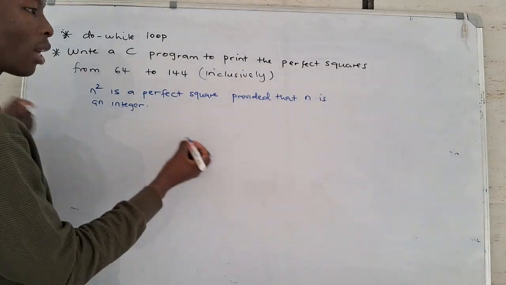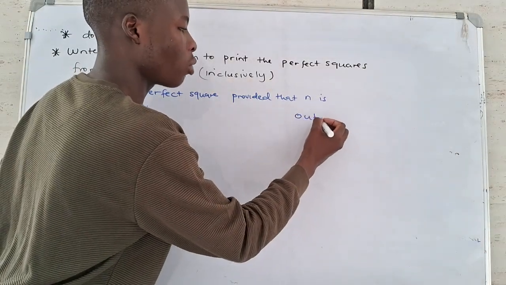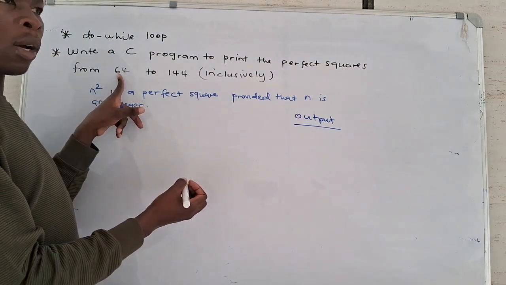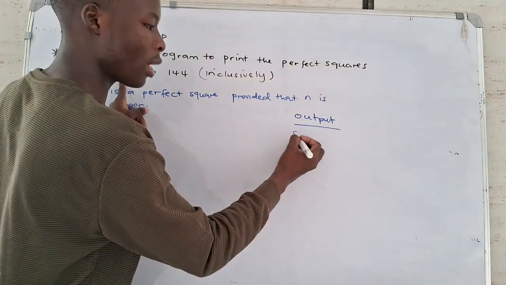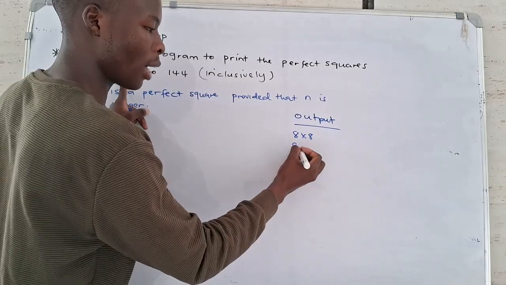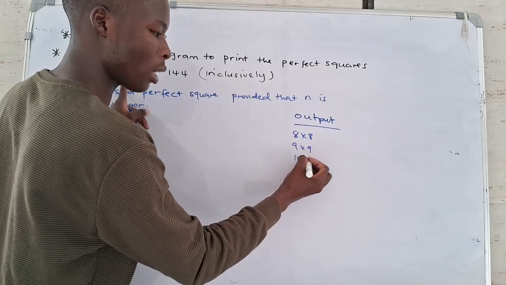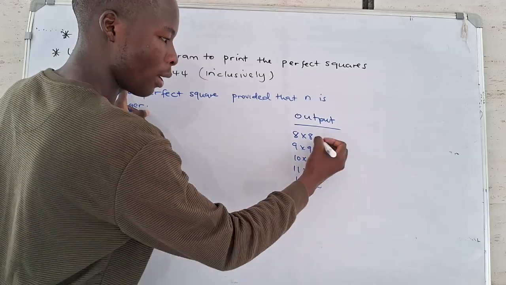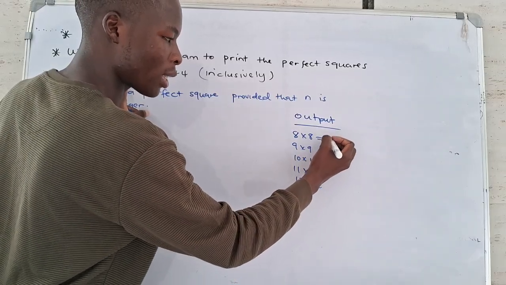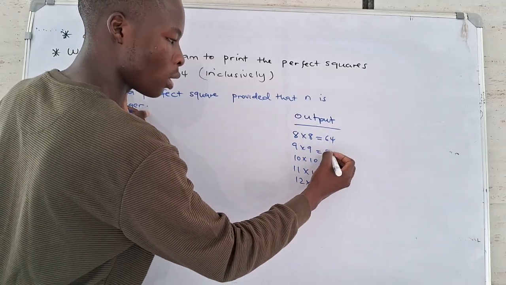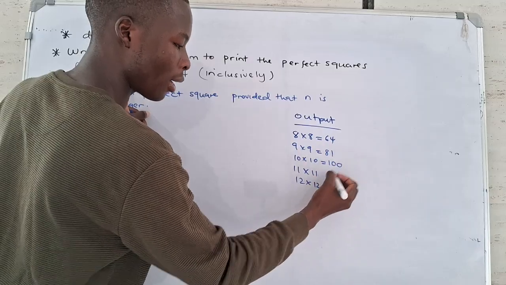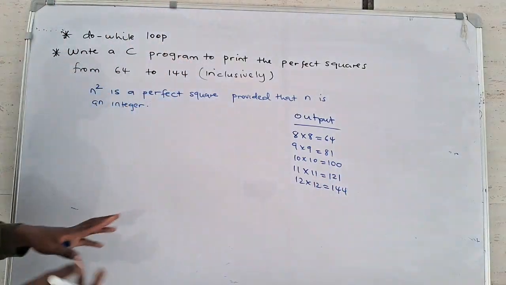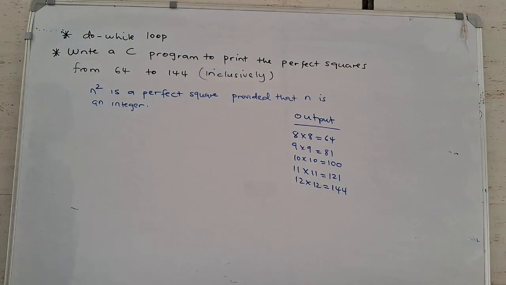So what is the output? At least you should try to generate the output. How to get 64? It's 8 times 8, then 9 times 9, 10 times 10, 11 times 11, 12 times 12. The answers are 64, 81, 100, 121, and 144.